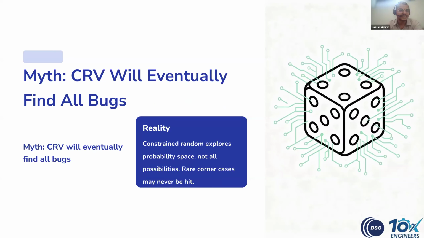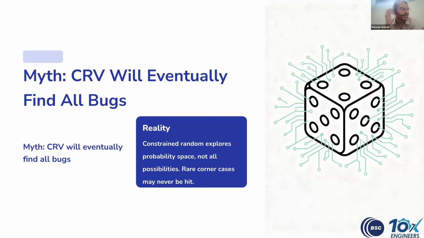And moving to the next myth, here comes the next myth. Constrained random verification will eventually find all bugs. So again, it's a myth. The reality is constrained random explores probability space. If you are trying to verify a very complex design with the formal methodology, you will have to wait for so many years. You have to wait forever, because sometimes the designs do not converge. These state space explores and put so many possible input scenarios to test, and rare cases may never be hit.